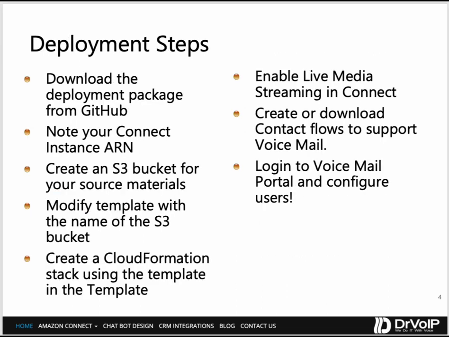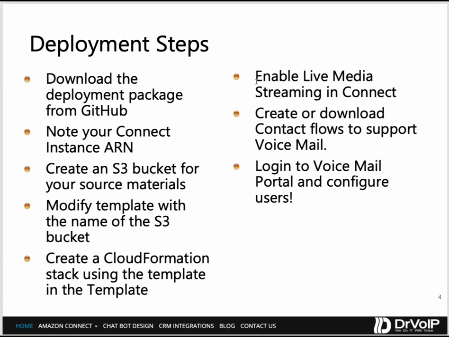Let's take a look at the deployment steps. You're going to download the deployment package from GitHub. You're going to make sure you know your ARN of your Amazon Connect instance. You're going to need to create an S3 bucket, which is going to house the initial source material for the deployment. Again, you'll understand as we actually do this. You'll modify the template with the name of the S3 bucket you created. And then you're going to create a CloudFormation stack using that template.